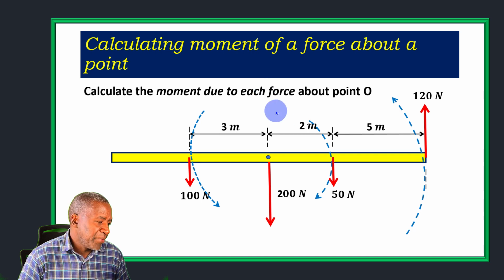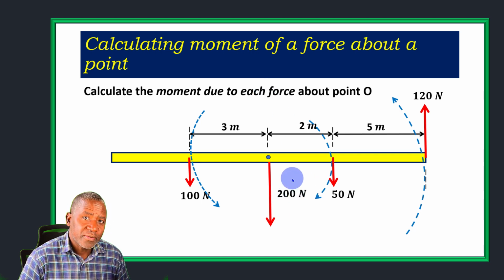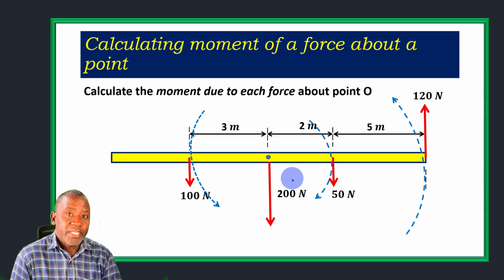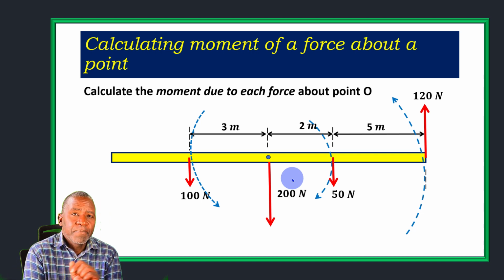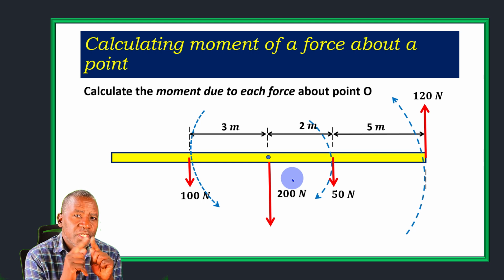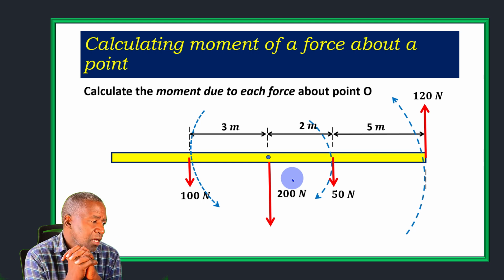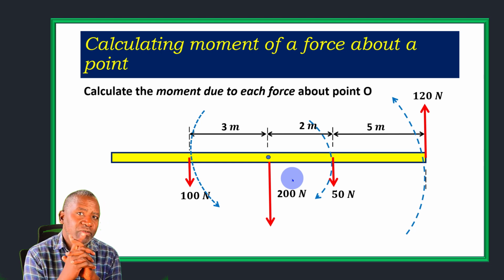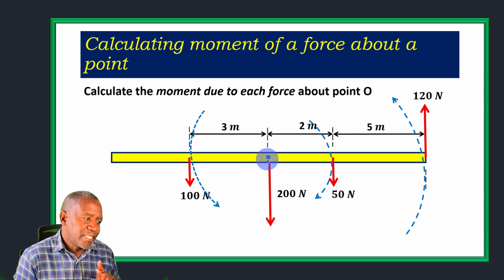How about the moment due to the 200 Newton force? This one is very simple. We just need to ask ourselves, how do we calculate moment? Force times distance. How much is the distance from the turning point to the line of action of the 200 Newton force? Let me go back to this. How much is the distance from the turning point to the line of action of the 100 Newton force? You find that it is 3 meters.